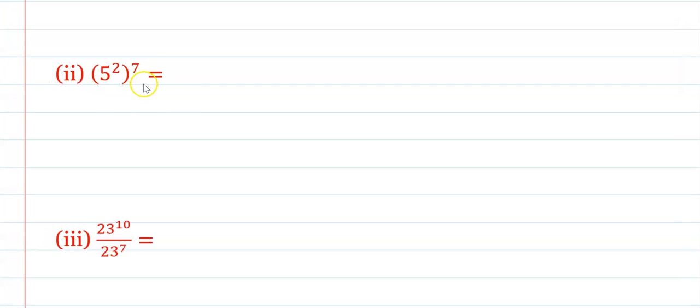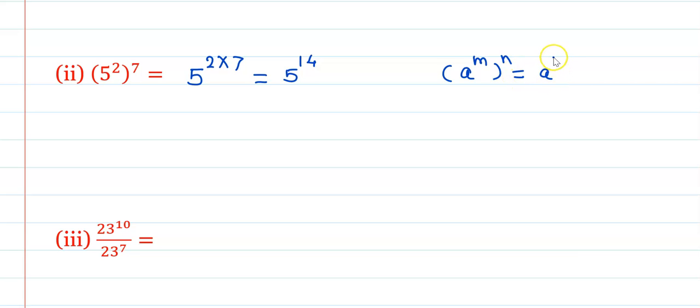(5 raised to 2) whole raised to 7, that is power to the power, and then we have the multiplication of the powers, that is 5 raised to 2 into 7, and here you will get 5 raised to 14. Then what is the rule? (a raised to m) whole raised to n, then here you will have m into n, and that is nothing but a raised to mn.